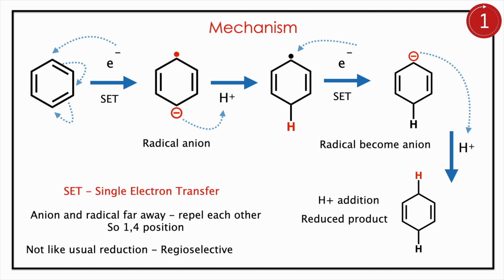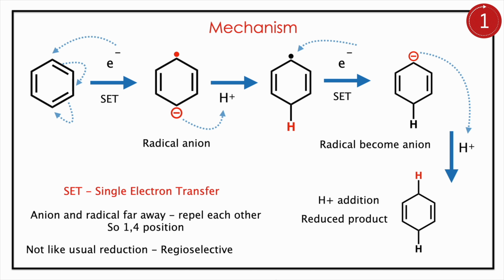Here I have given a mechanism. It is a SET mechanism, meaning single electron transfer. Mostly metal provides the electron. The electron can induce a radical anion in the benzene ring. Anion and radical are separated far away because of same charges. They will repel each other. That's why reduction happens at 1,4 position or far away position. Radical at one position, anion at another position.